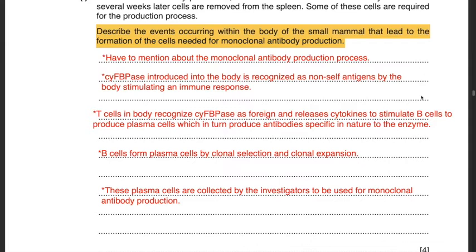Then once these plasma cells are made, which secrete antibodies, the plasma cells are the ones which are required by the investigators. And if you refer to the textbooks, it is these same plasma cells which are fused with cancer cells to form hybridoma cells. Therefore, it is the plasma cells which are collected by the investigators to be used for monoclonal antibody production. And thus, these are the events occurring within the body of a mammal that lead to the formation of the cells, which are the plasma cells, needed for monoclonal antibody production.